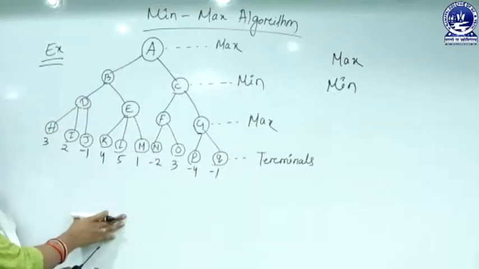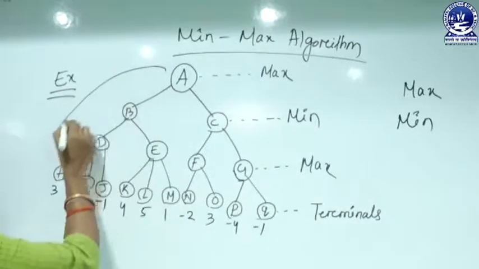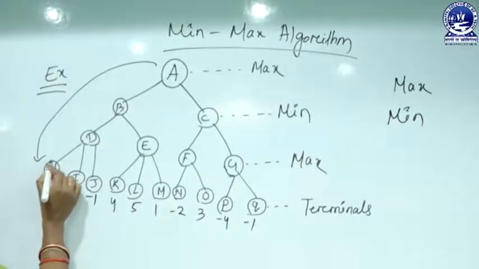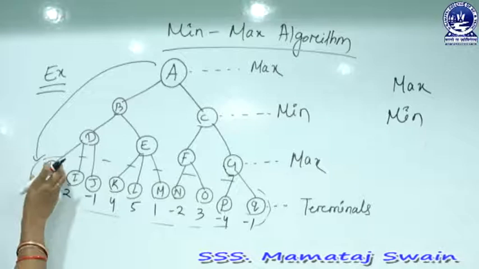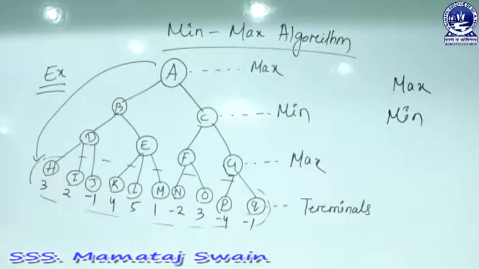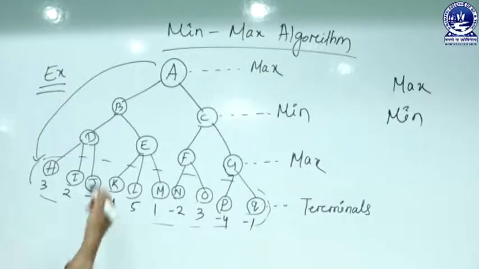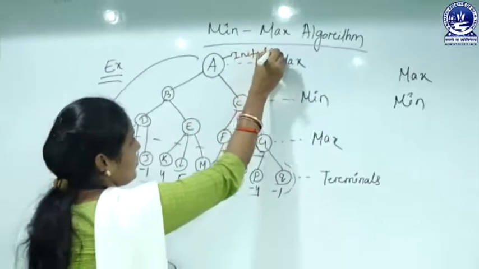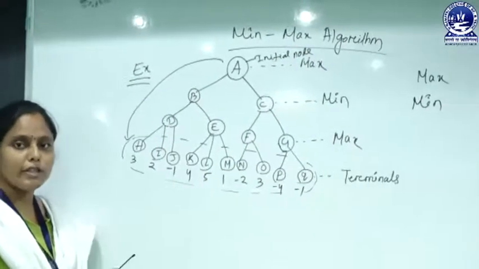Again, this algorithm follows the DFS search. First, it goes to the depth of our search tree to reach the terminals. Here, these are the terminals of our search tree, and these terminals are assigned some values, and these values are called the utility values for the terminals. Now, suppose we take this A node as our initial node, and the maximizer takes the first turn.